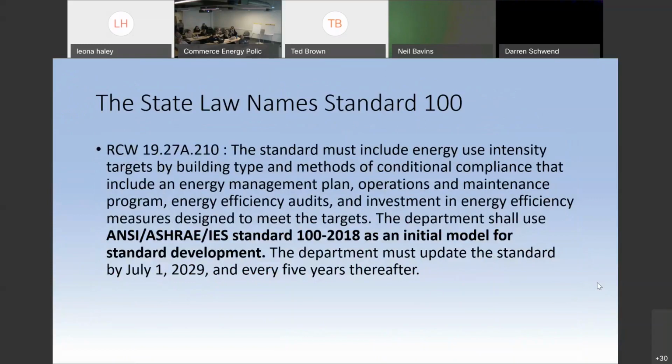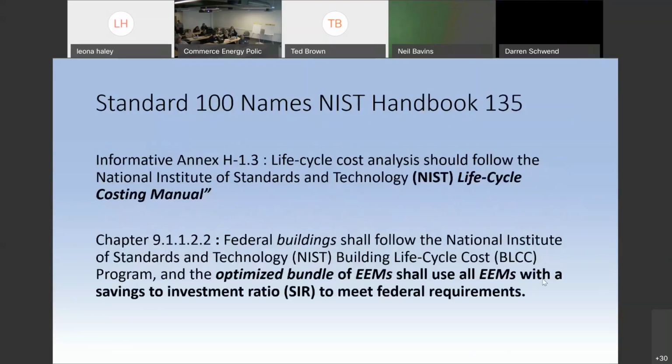And then as we go down the nesting doll of standards, we see where the state law references the standard. We've talked about this in past workshops, so I'm not going to spend much on that slide. But then later it goes on in the informative annex. Remember, there are informative and normative annexes. Informatives are ones that aren't by law, but they are informative to how you should comply with the law. And that's where life cycle costing fits in for them.